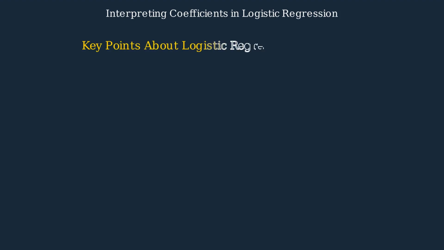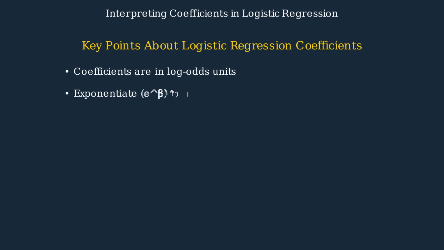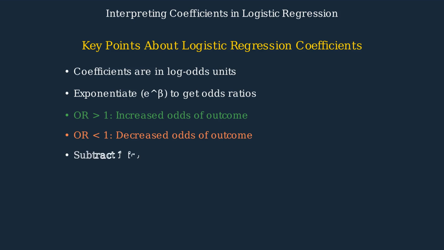To summarize, logistic regression coefficients are in log odds units. We exponentiate them to get odds ratios for easier interpretation. An odds ratio greater than 1 indicates increased odds, while an odds ratio less than 1 indicates decreased odds. For percentage change, subtract 1 from the odds ratio and multiply by 100.